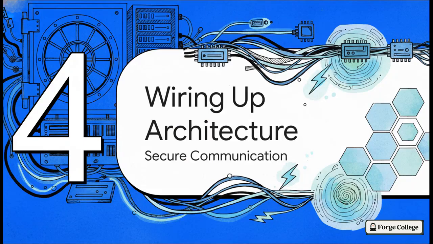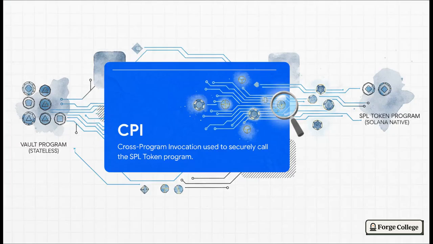All right, Section 4, wiring up the architecture, secure communication. We've got the walls up, but now we need to wire our security system to the rest of the Solana network. To do that, we use a CPI, or a cross-program invocation.